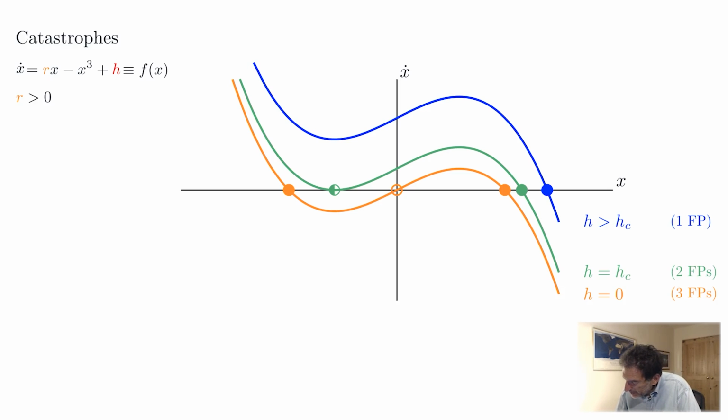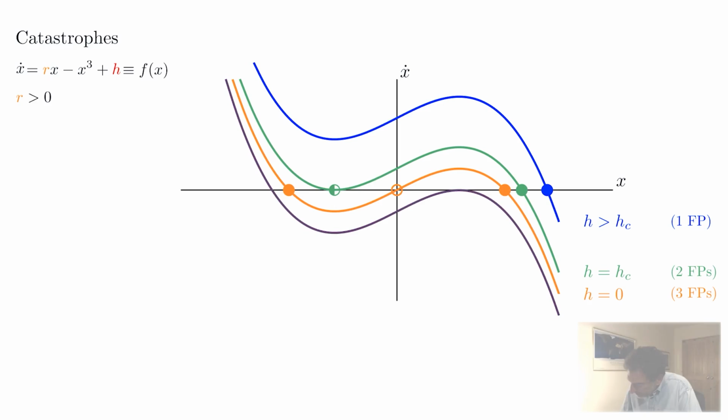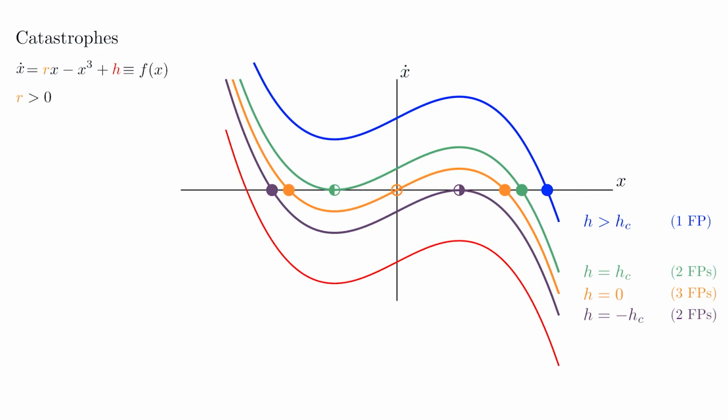If we then decrease h still further, the function just kisses the x-axis on the positive side. So this is for h equals minus hc. And here again we have two fixed points: a stable fixed point at a negative value of x, and then the marginal point, which is stable on the right-hand side and unstable on the left-hand side. Finally, if we decrease h below minus hc, then our function only crosses the x-axis in one place over here. So for h less than minus hc, there's just one fixed point.